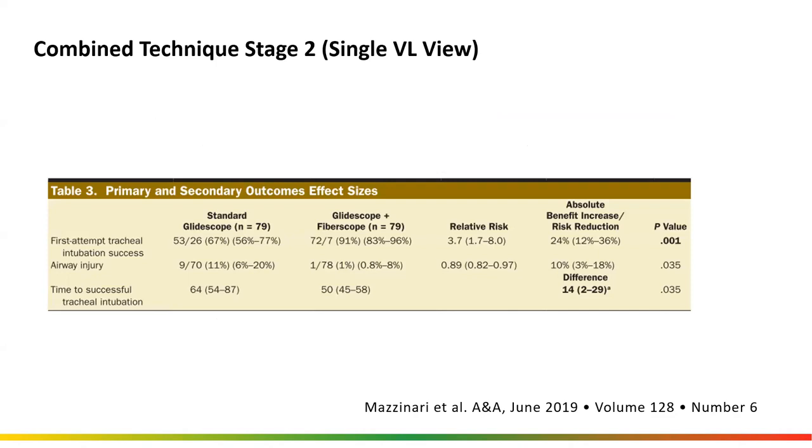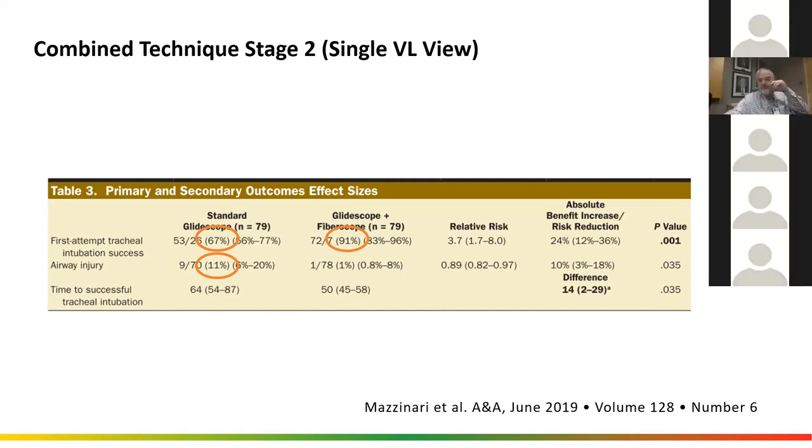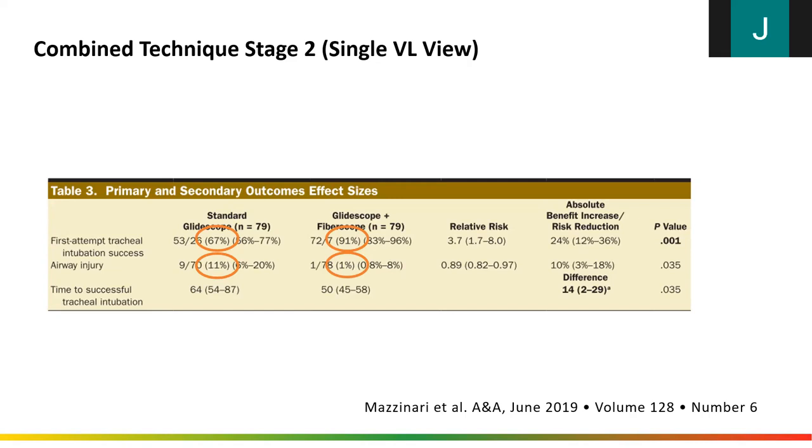Okay, so first attempt tracheal success, and these are known difficult airways: 67% when you're using a non-dynamic or a static rigid tracheal access tool, 91% when you introduce a dynamic introducer. And then look what happens to airway injury rates. 11% in the standard rigid static tool, 1% when you don't use tissue to turn corners and you don't have force on tissues when you have a dynamic stylet.